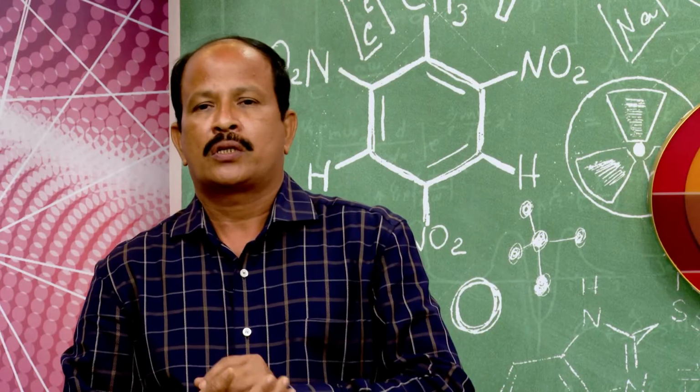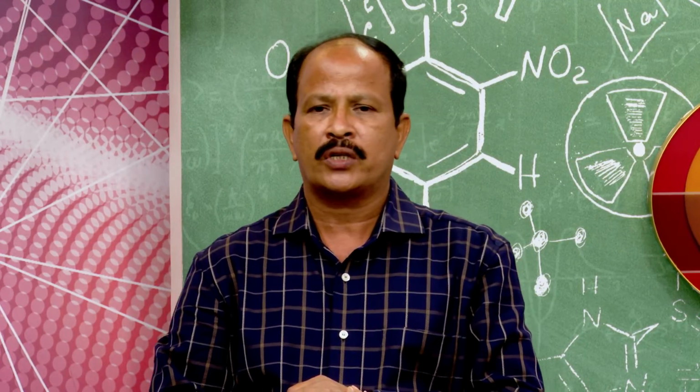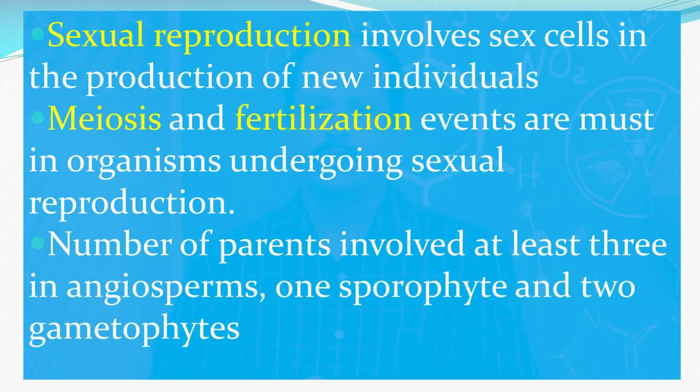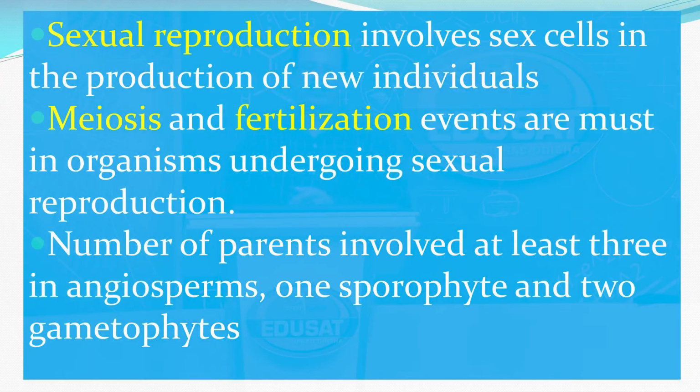So, now let us have a discussion on what sexual reproduction is. Sexual reproduction involves sex cells, the gametes, and we know gametes are haploid. In sexual reproduction there are two events involved: one is meiosis, another is fertilization, and the number of individuals involved is more than one. At the end we can see in case of angiosperms at least 3 individuals are involved in sexual reproduction. So, sexual reproduction is more advanced than asexual reproduction.